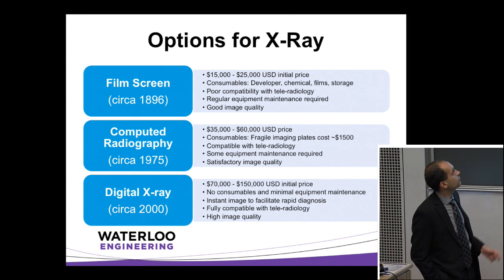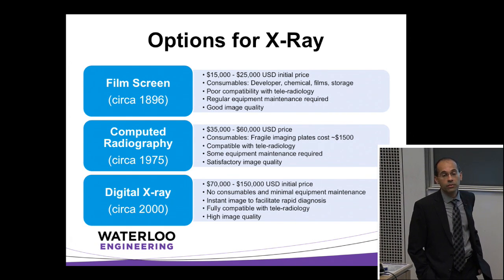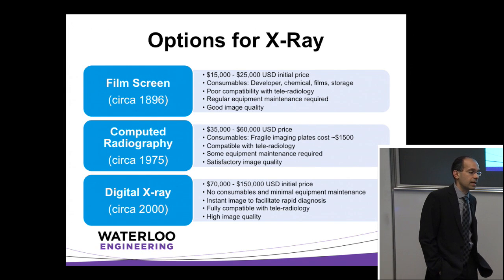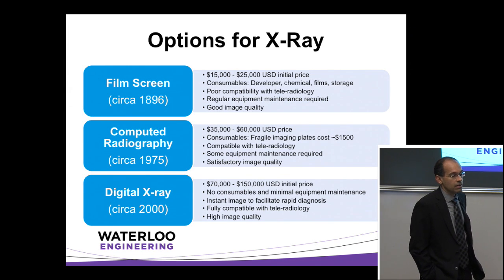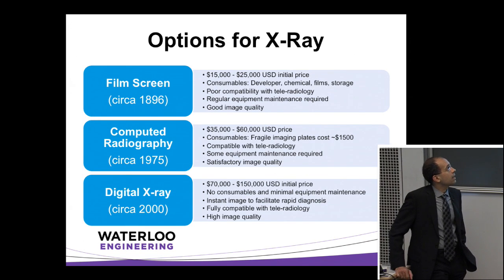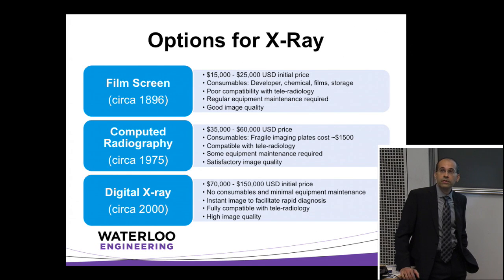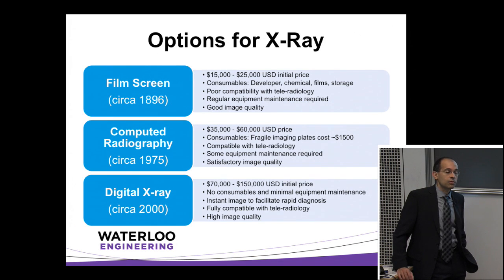Anyway, if you go after film screen, they're very inexpensive systems. They're still used, actually, all around the world, just not in the US or in Canada. But you do see them in India, you see them in Africa, all over the place. And the reason you still see them is because it's a very cheap entry point, maybe a $15,000 to $25,000 price to buy a little system that can do X-ray imaging.